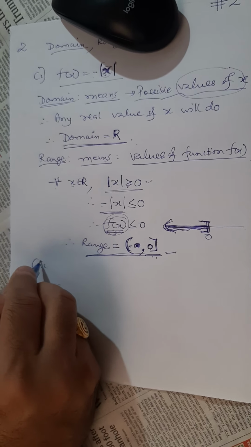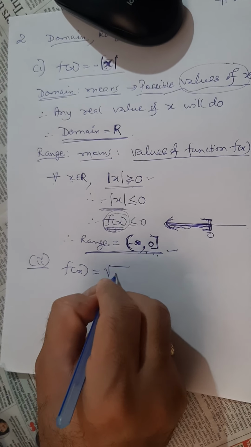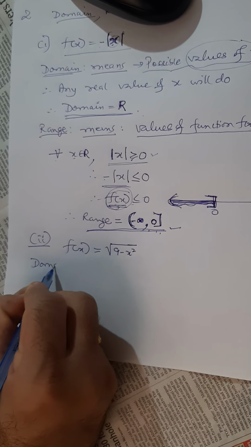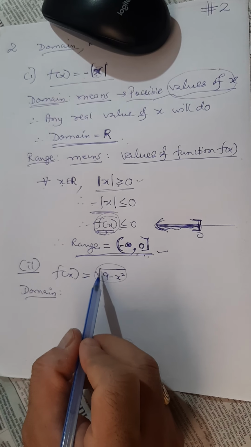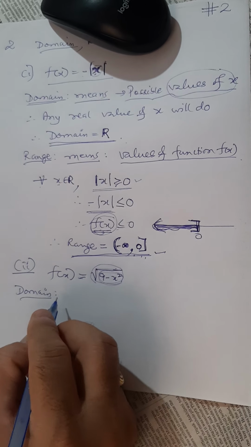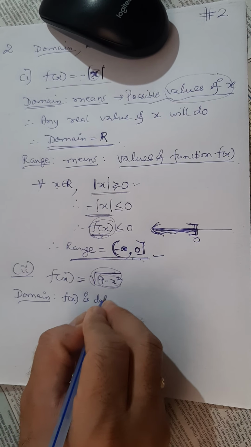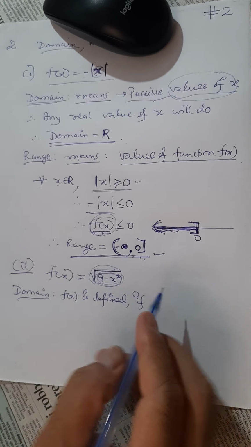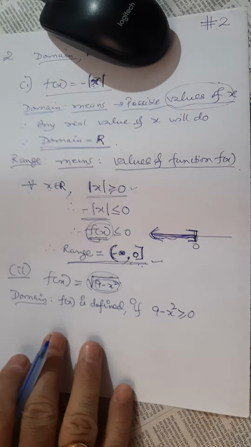Question number 2, if I choose this, root of 9 minus x square. Now first the domain. You know, domain means the function should be defined. Now you have a square root. If you recall, inside the square root you must have a number greater than or equal to 0. So here f(x) is defined if the expression inside is 0 or more than 0.